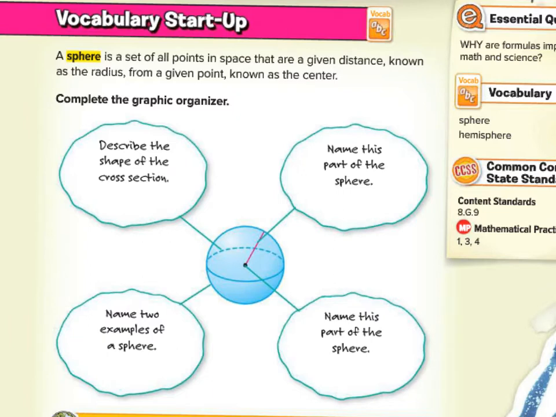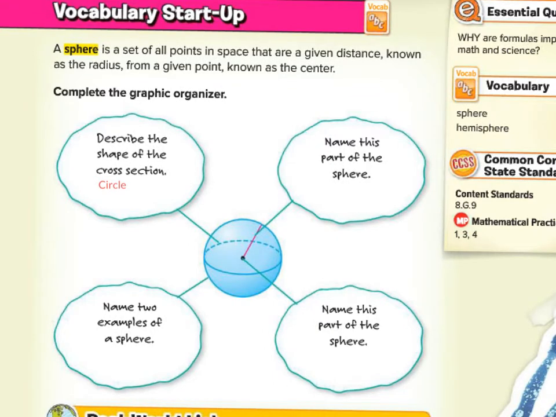So now that you know the technical term, let's describe the shape of the cross section. So the shape of the cross section right here, okay? What shape would that give us? That would give us a circle. Now name this part of the sphere. This part, the center part. That part of the sphere is the radius. Okay, and name this part of the sphere right in the center, right there, right? We simply call it the center.